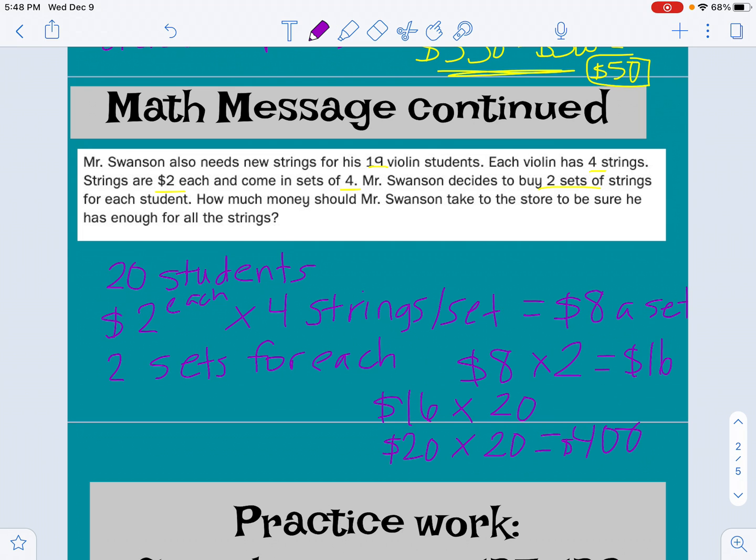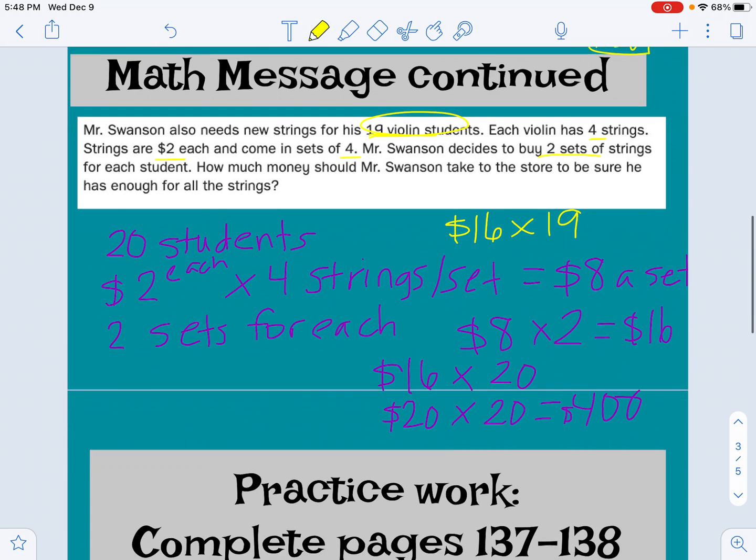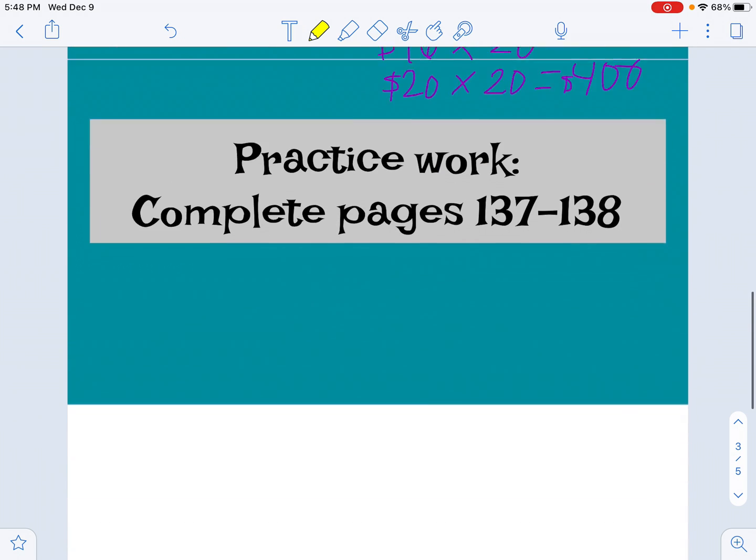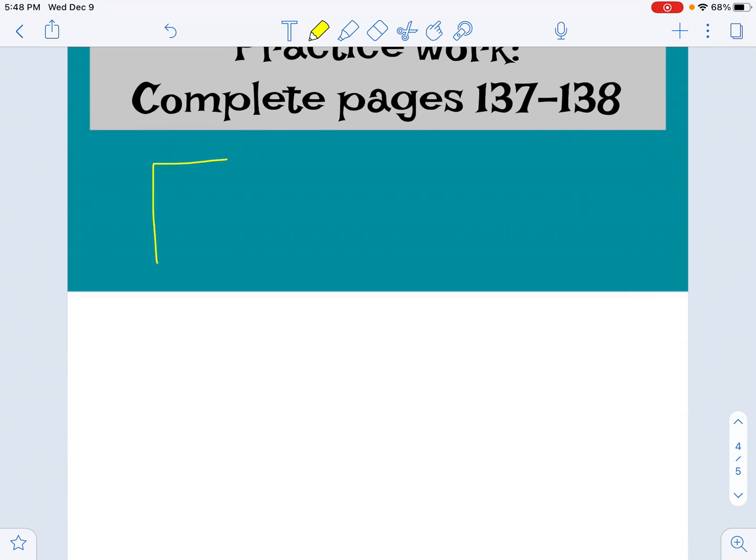Okay? But if we want to find the exact answer, let me do that in a different color. I'd still be working with $8 for each 2 sets, so it's still $16 is the exact amount. But I'm going to go back and look, and I had 19 students. So I'm going to do 16 times 19. Here's where you can use one of your multiplication strategies.